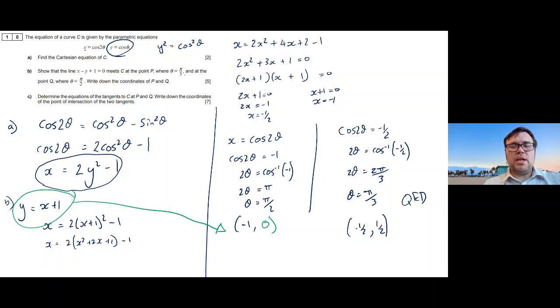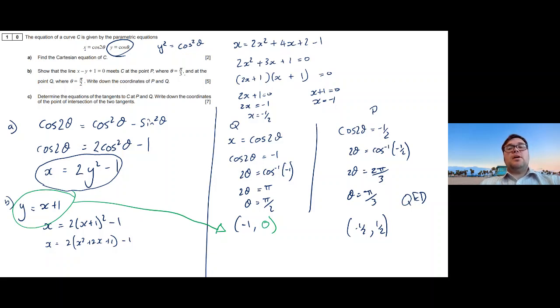For pi by 3, I'd have minus a half and a half. Write down the coordinates of P and Q. So this one is P, and this one is Q. 5 marks. Now then, determine the equation of the tangents to C at P and Q. Write down the coordinates of the point of intersection of the two tangents.